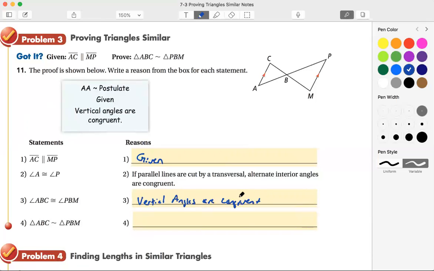How do we know triangle ABC is similar to triangle PMB? Watch this. We have A and A, so we have the angle-angle similarity theorem.